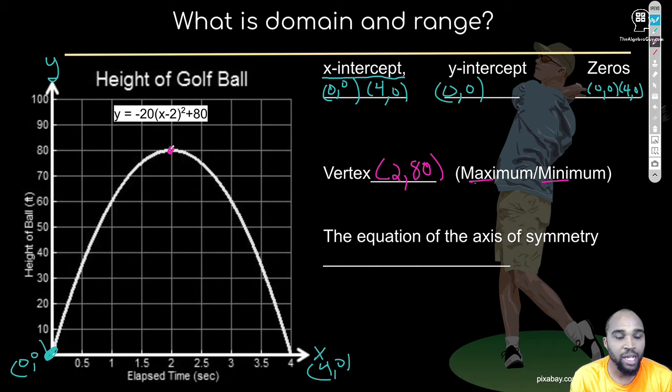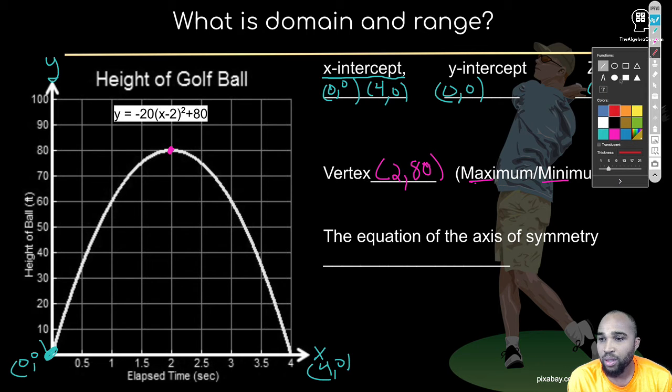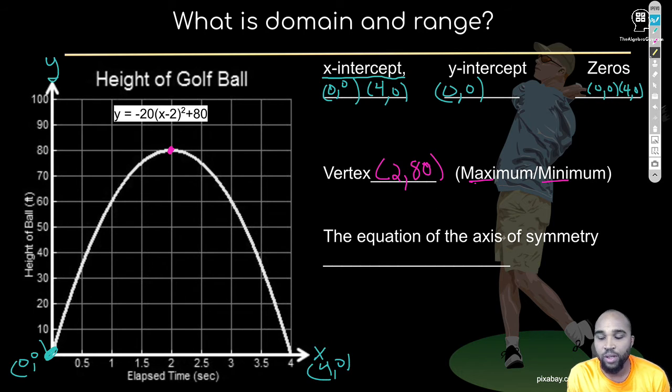This is going to be the maximum because that's the most that this is going to go up, as opposed to the minimum. If it were open down like this and you had a piece right there, that'd be a minimum. So we're going to stick with maximum for this because that's what this is. Now here's the one I want you to be careful about. Let me see if I can sketch this out so you can see this clearly. So we want an equation for the axis of symmetry. Where is the axis of symmetry on this parabola?